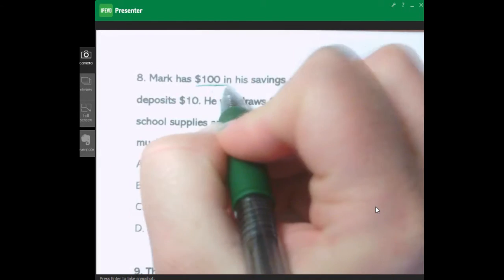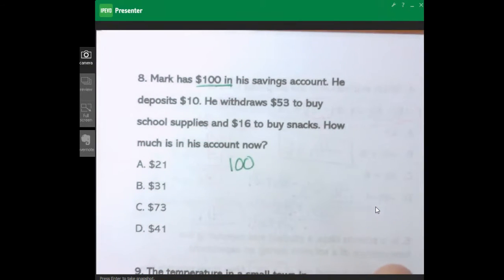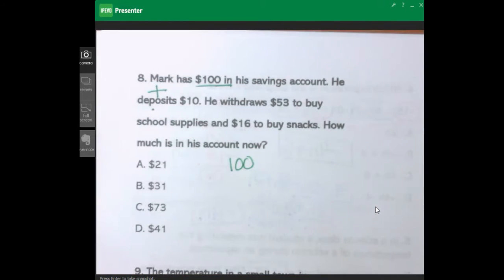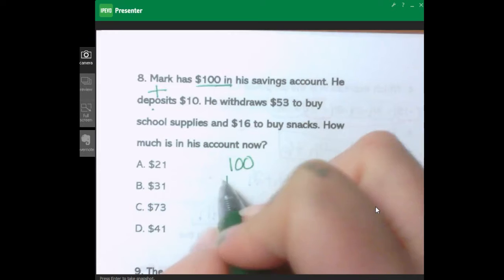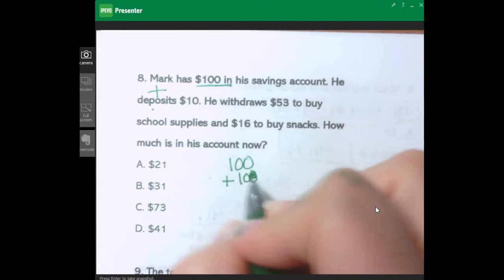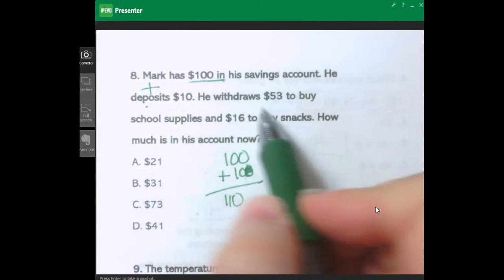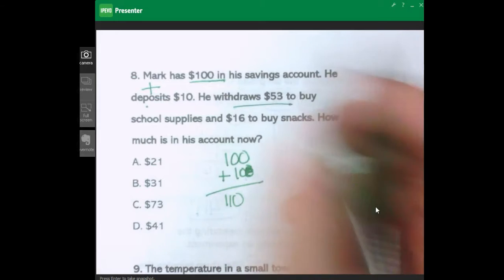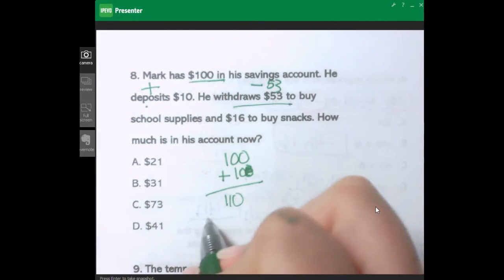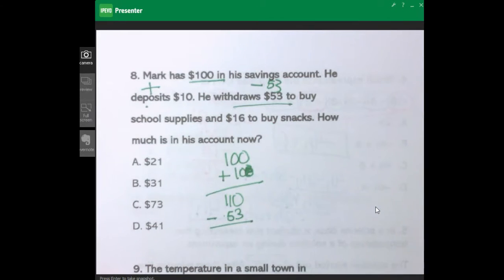Again, he starts with 100. So 100 is my starting amount. He's going to deposit, so we're going to add in $10. So now he has $110. Then he withdraws 53. He's going to take that out. So that is a minus 53. So I can go ahead and subtract that out.